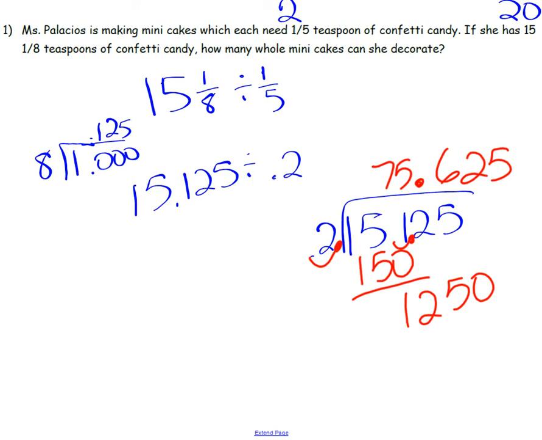And then actually, how many whole cakes can she actually make? Can she make 76? No. She can make 75 and a half. She can only make 75. Why would that round down? Because you can't make another one with the decimal parts. You wouldn't say, well, I have 75 cakes decorated and I decorated part of the last one, right?